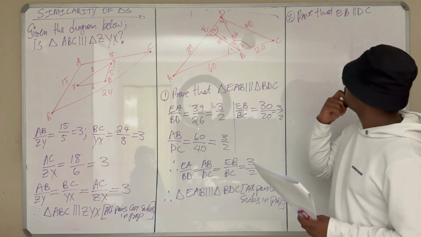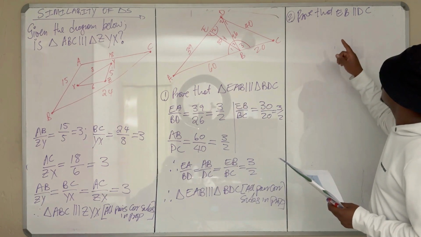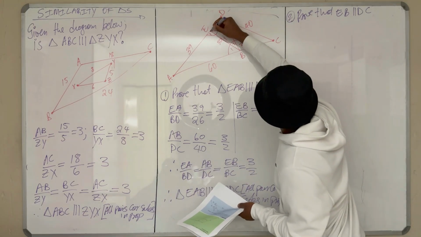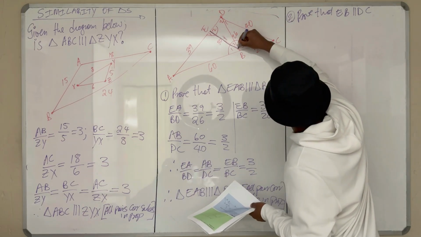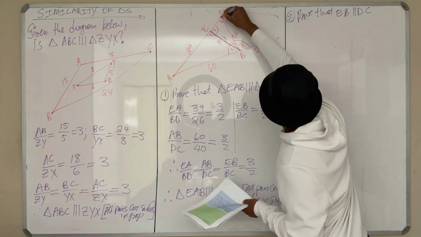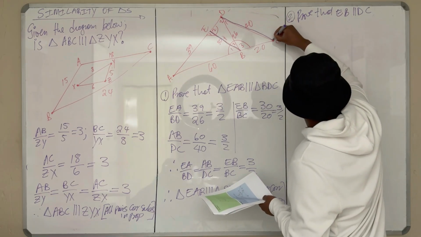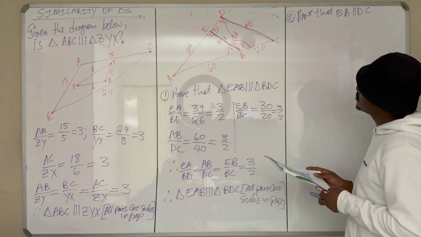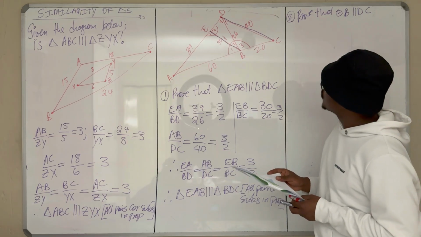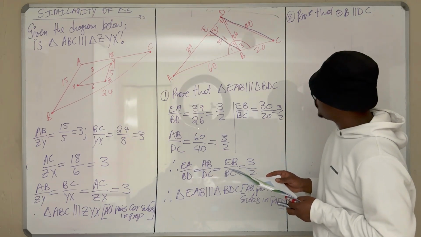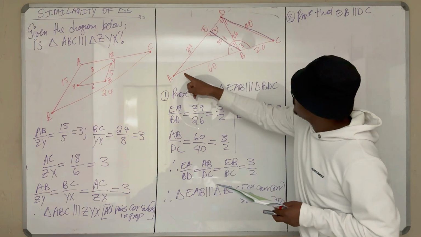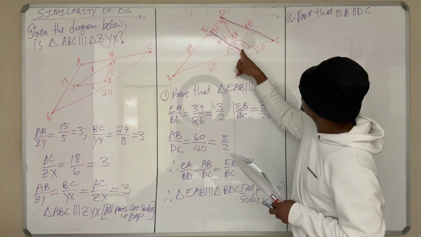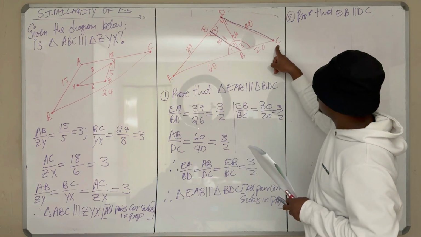So in this case, we're trying to show that EB, who is EB? EB is this line over here. It's parallel to DC. That's what we're trying to show, right? Yes. How can we go about this? Look, we proved two triangles to be similar, EAB and BDC. Are you happy with that?